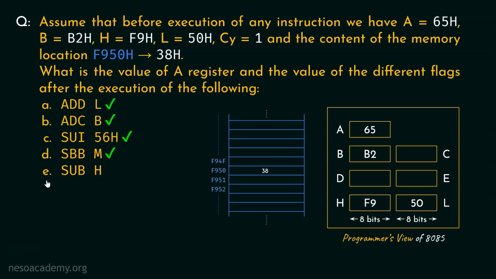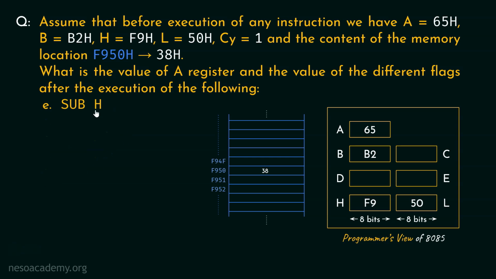Let's now focus on the last instruction, that is SUBH. So here we are subtracting the contents of H register, which happens to be F9, from the accumulator's content, which is 65. So in the operation, the minuend is 65H and the subtrahend is F9H. Now, like I have mentioned multiple times, in 8085 subtraction doesn't happen directly, it happens in 2's complement fashion. Since we are using hexadecimal notations, we will use 16's complement fashion.